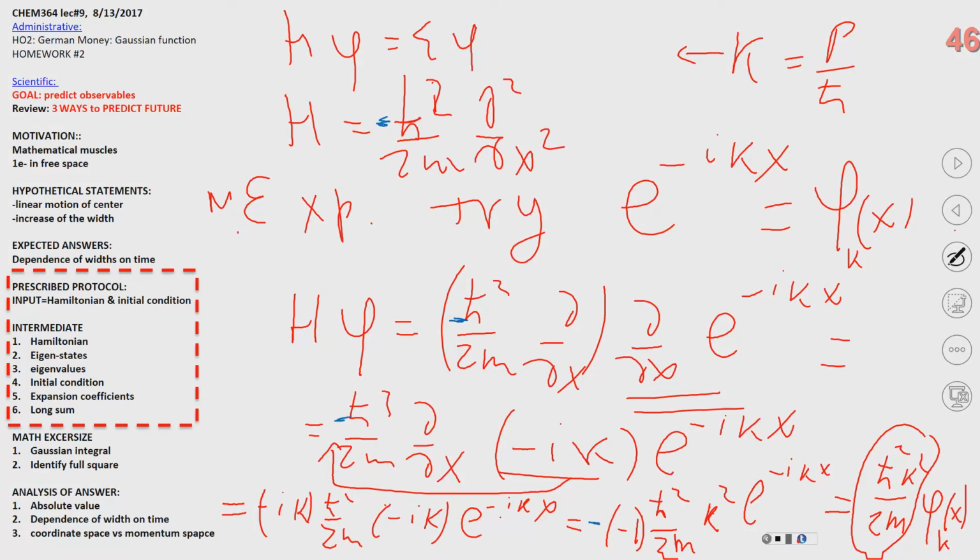And p equals h bar k is momentum. So this expression here, h bar squared k squared over 2m, is actually p squared over 2m. So it coincides with what we may want to have. But here the p is not an operator, but the eigenvalue of the operator. It's a number, not an operator.